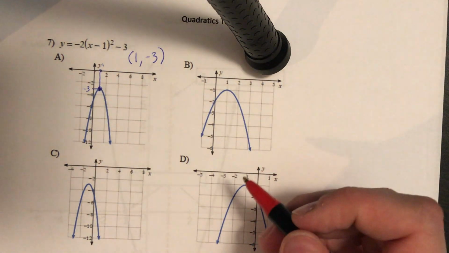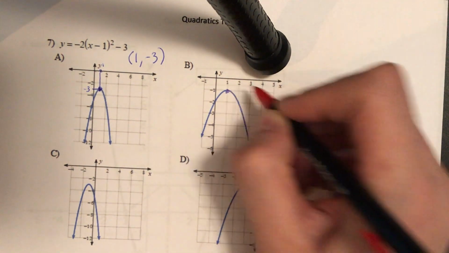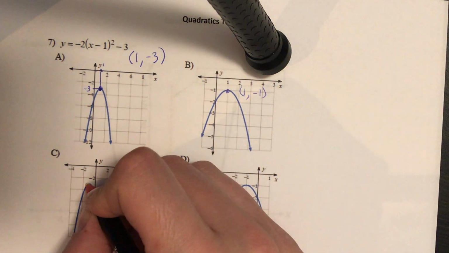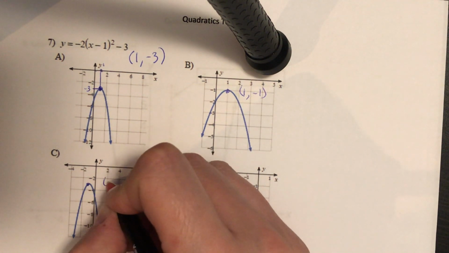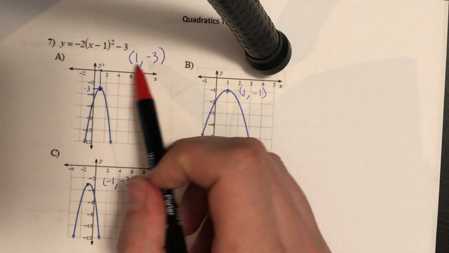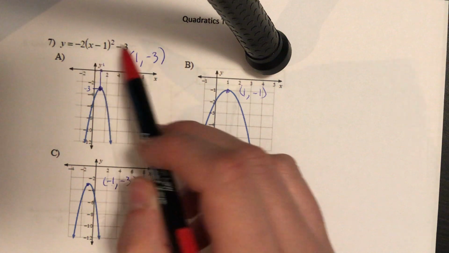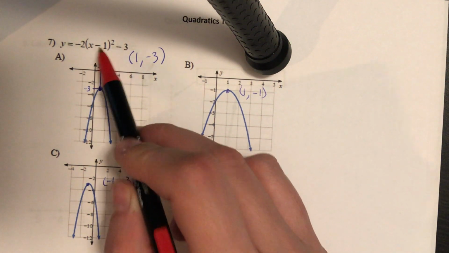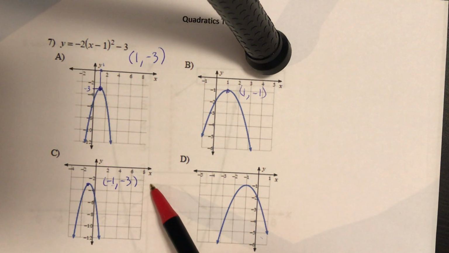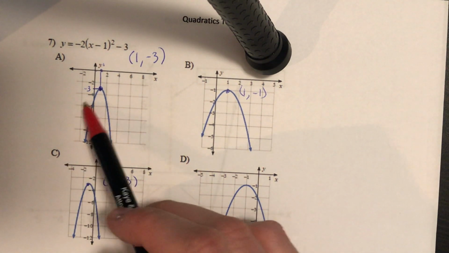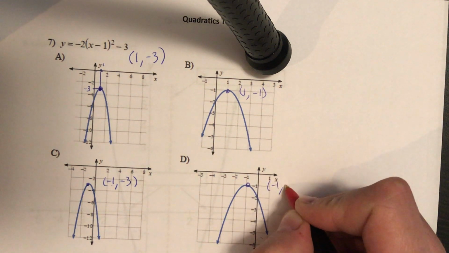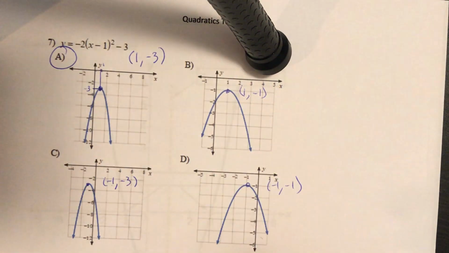So don't get rid of that one. This one is 1 comma negative 1. This one is negative 1, negative 3. And so notice this is a distractor. Do you see that? Because they didn't switch the sign for this one. They just kept it the same. So that's a common mistake people make. So don't assume that C is the correct answer. Right now we're still rooting for A. All right, and this one is negative 1, negative 1. So A is my correct answer.